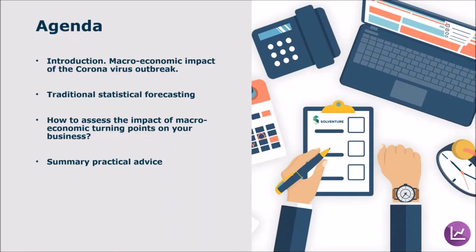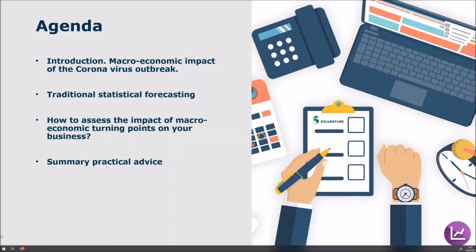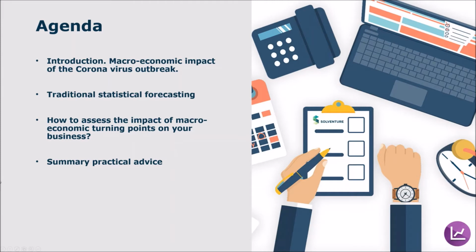On the agenda for today, we will start with a general introduction on what is happening today, the macroeconomic impact of the coronavirus outbreak and why we are interested in this topic as Solventure. We'll also take a look at traditional statistical forecasting techniques and what you need to pay attention to if you are using these today. Then we will show you how you can assess the impact of the virus outbreak on your business and how leading indicator forecasting might be of added value. And we'll end with a summary of how you can take this all into account, some practical advice.